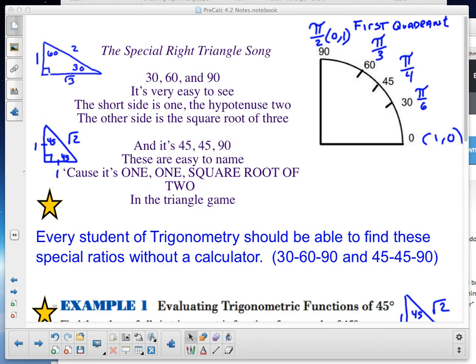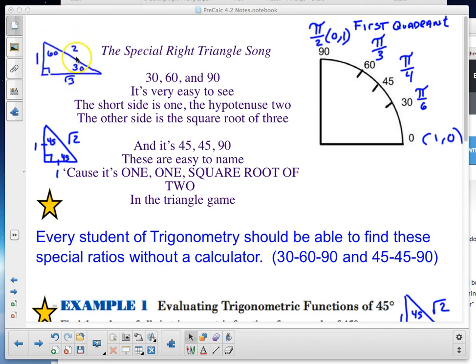So let's just talk about the fact that in a 30, 60, 90 triangle, the short side is half the length of our hypotenuse. So our hypotenuse is 2, the short side's half the length. The side that's opposite the 60 degrees is the square root of 3. And that is just a relationship.